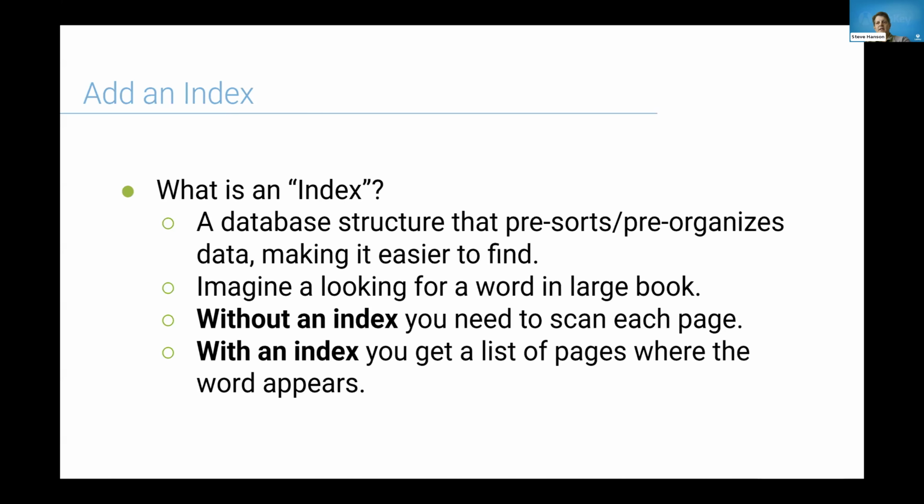And I think a good analogy here is, imagine you're looking for a word or occurrences of a word in a large book. Without an index, you have to page through all the pages and look for the word. And it's very tedious and very expensive. But with an index, you just flip to the back and there's a little index that says here's all the page numbers where that word occurs. Kind of the same kinds of things are happening in the database when you add an index.